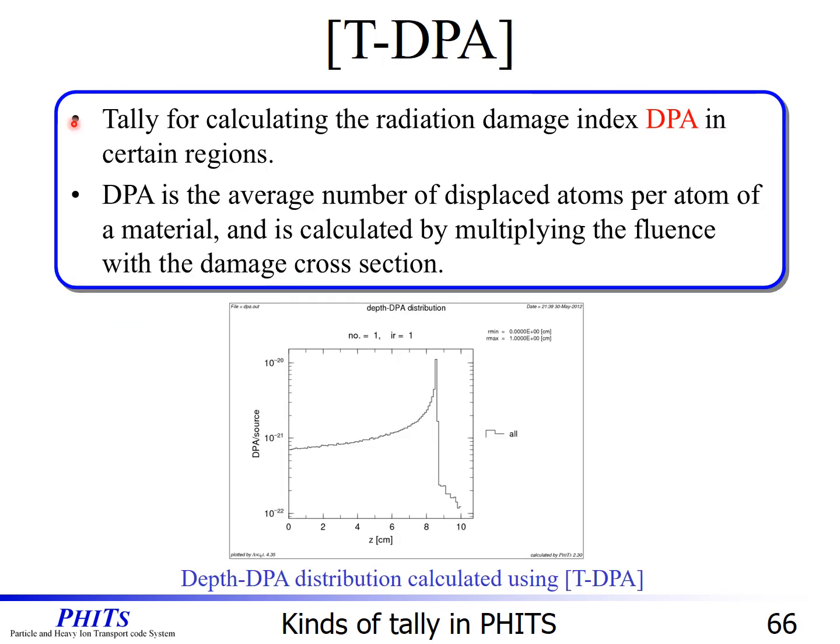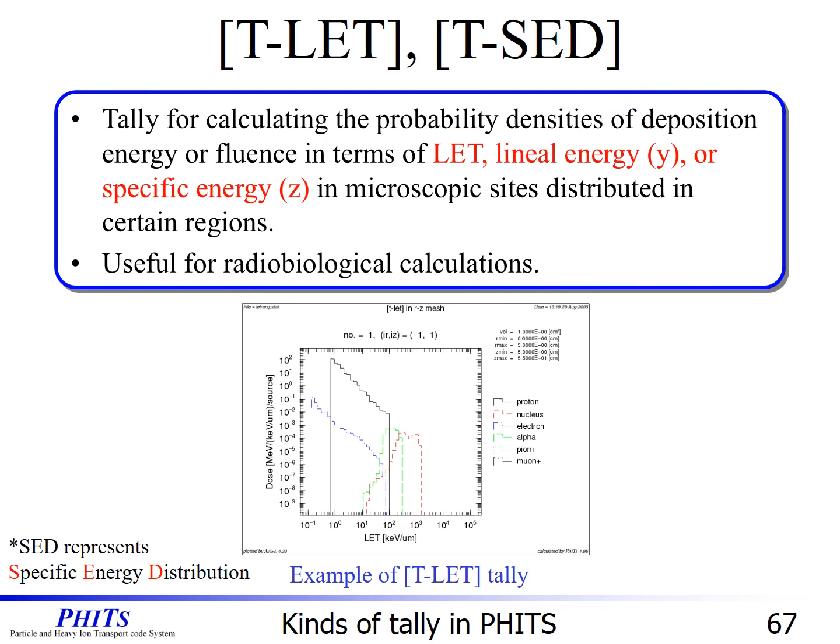DPA tally is for calculating the radiation damage index DPA in certain regions. DPA is the average number of displaced atoms per atom of a material, and is calculated by multiplying the fluence with the damage cross-section. LET tally and SED tally are for calculating the probability densities of deposition energy or fluence in terms of LET, lineal energy or specific energy in microscopic sites distributed in certain regions. They are useful for radiobiological calculations.